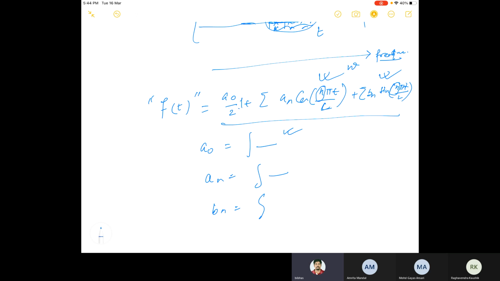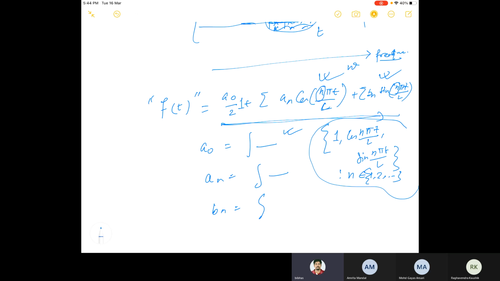So here the orthogonal or orthonormal basis is 1, cos(n pi t by L) and sin(n pi t by L). So it's nothing but a linear combination, but this is infinite because this basis is infinite. n belongs to 1, 2, up to infinity, the natural numbers. So this set is an orthogonal basis for a vector space.